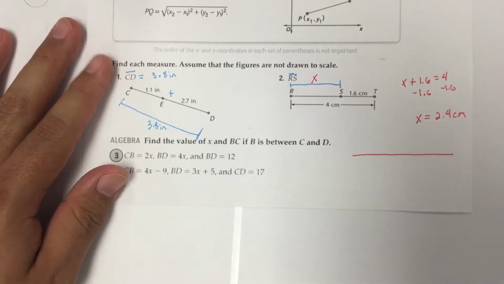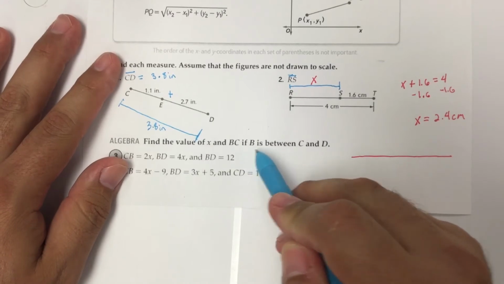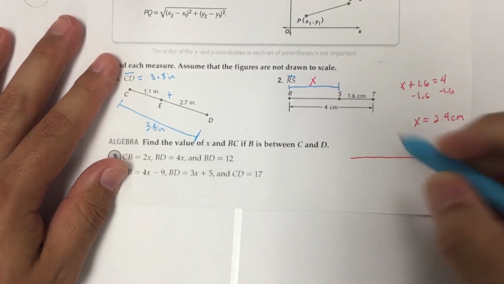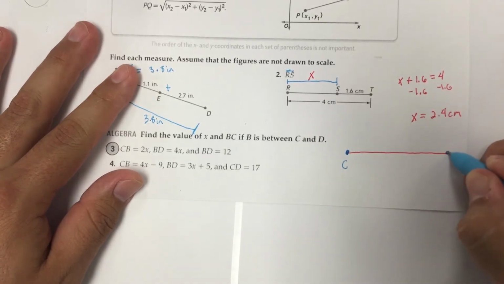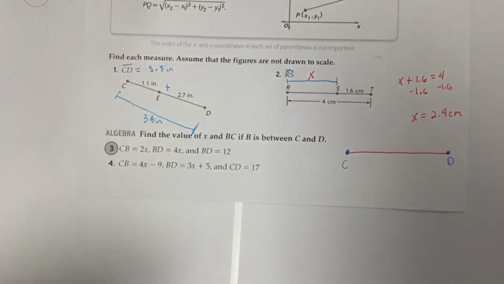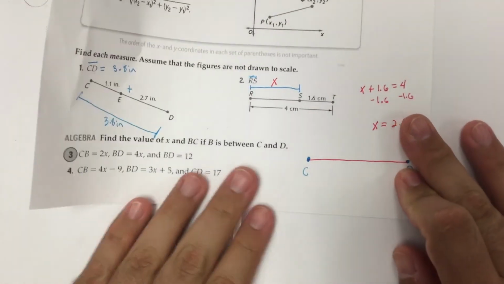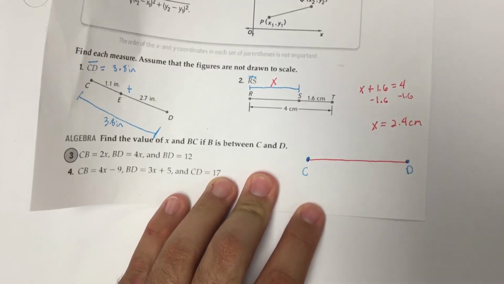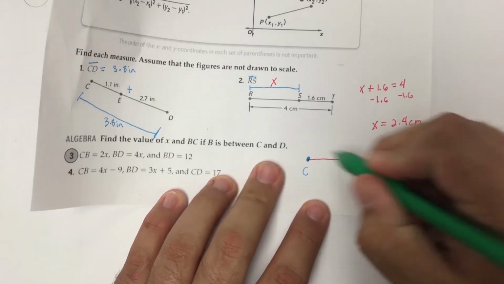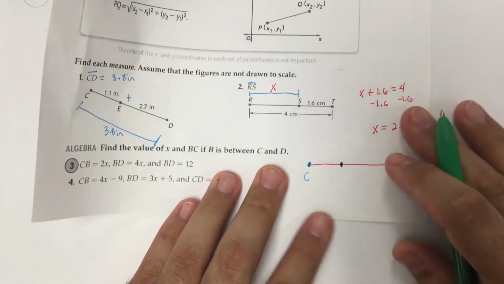And this line segment has 3 points if you look at it, because it says B is between C and D. So here I have C, here I have D, and apparently somewhere in here, right? Somewhere in here, not in the middle. It doesn't say in the middle. It just says somewhere in between, right? So I'm somewhere in between these 2 points, and it doesn't necessarily mean the middle.